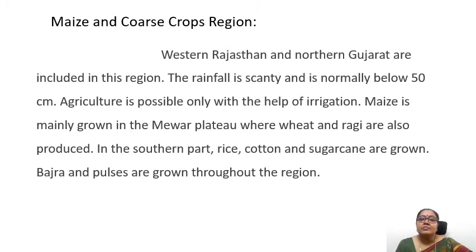So agriculture is possible only with the help of irrigation. It's not that you don't have rainfall, or that you're not having any produce at all, but we're trying to provide agricultural crops some form of water supply through irrigation. Maize is mainly grown in the Mewar Plateau, where wheat and ragi are also produced. The southern parts include rice, cotton, and sugarcane. They are also grown, and bajra and pulses are grown throughout the region.